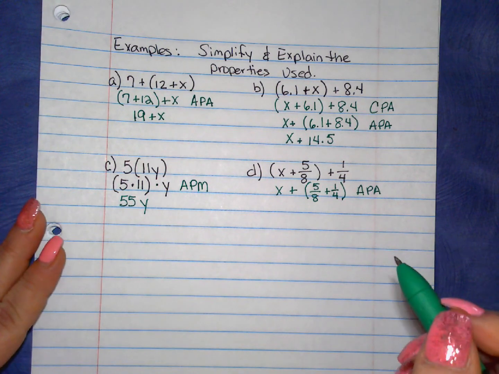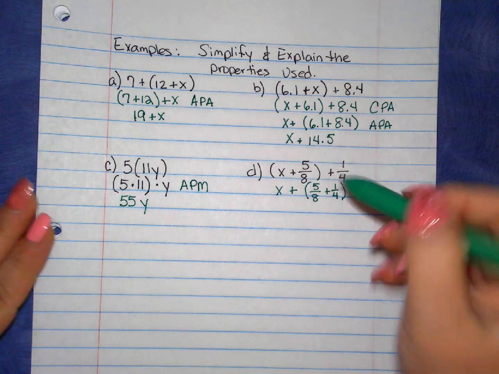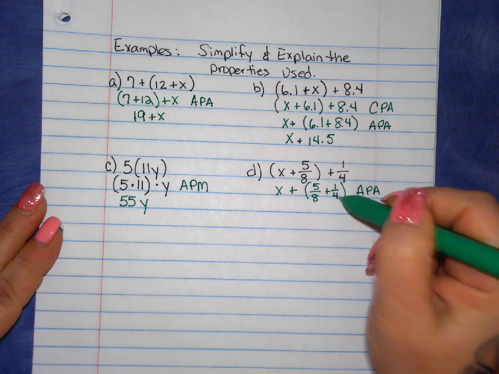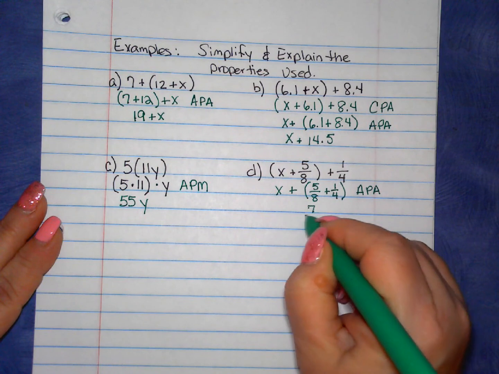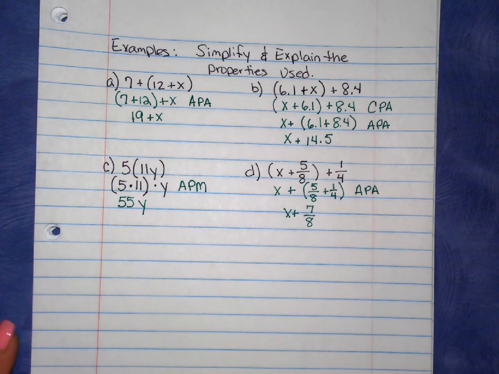All right, and then you need to find the least common denominator, and then you need to add. You would change this to 2/8, and it would become 7/8. x plus 7/8 is your answer.